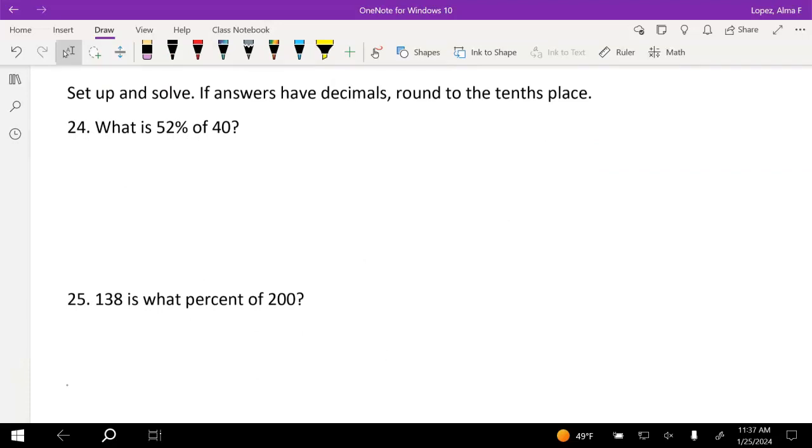And last two are percent problems that we covered just recently. What is 52% of 40? And in your notes, we learned that what is the letter X is equals. If you're dealing with percents, you convert them to decimal by dividing the 52 by 100. Of means multiply, and 40. To calculate the X here, all I have to do is multiply 0.52 times 40. The answer would be 208.